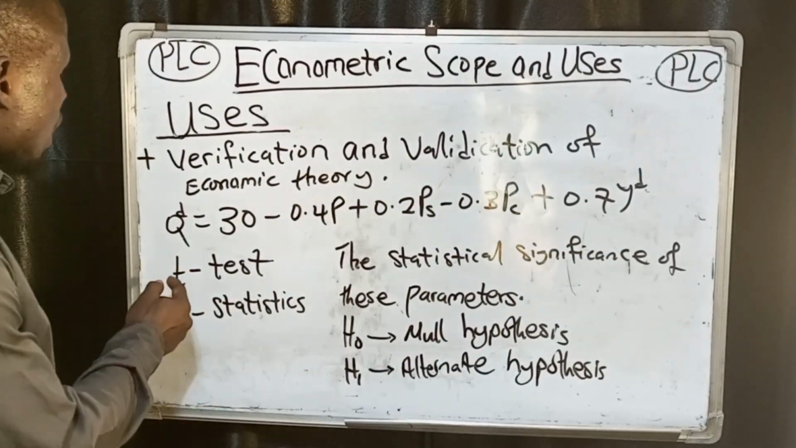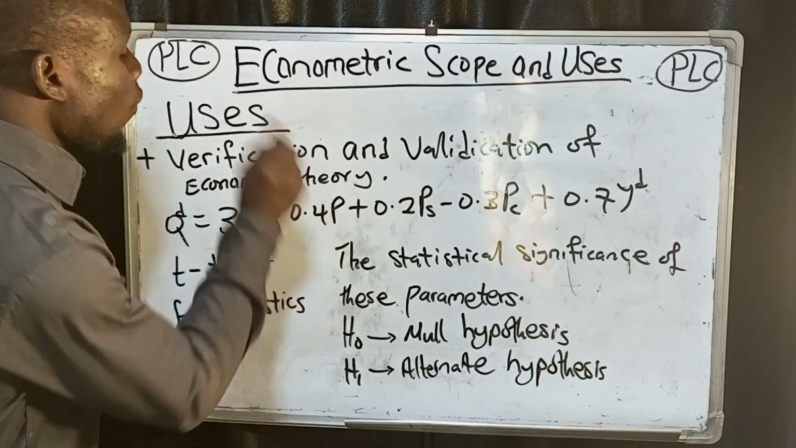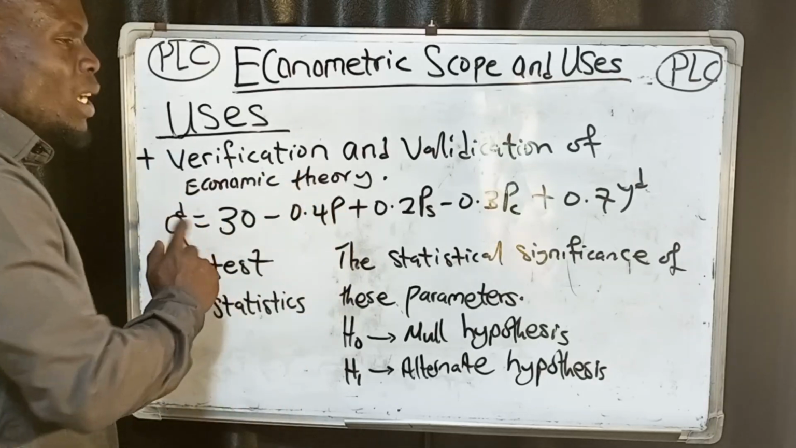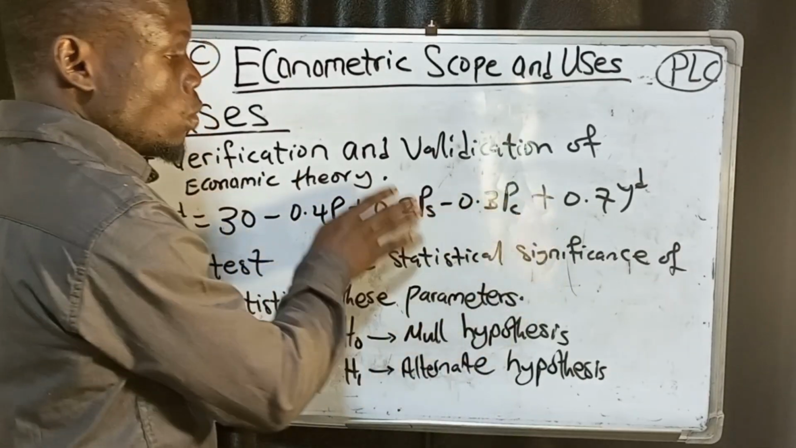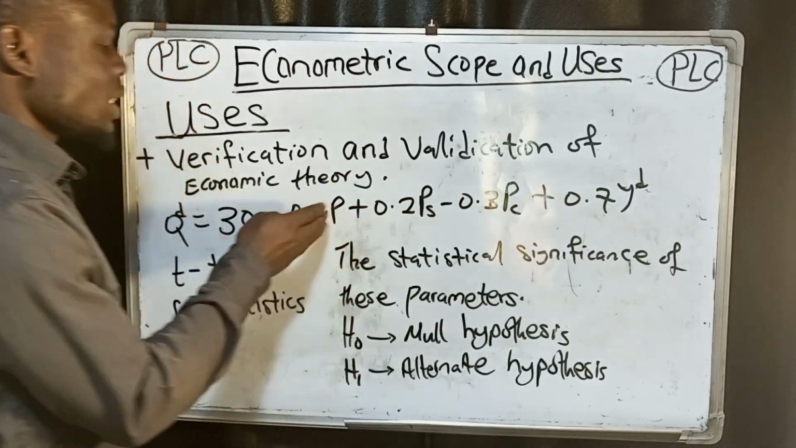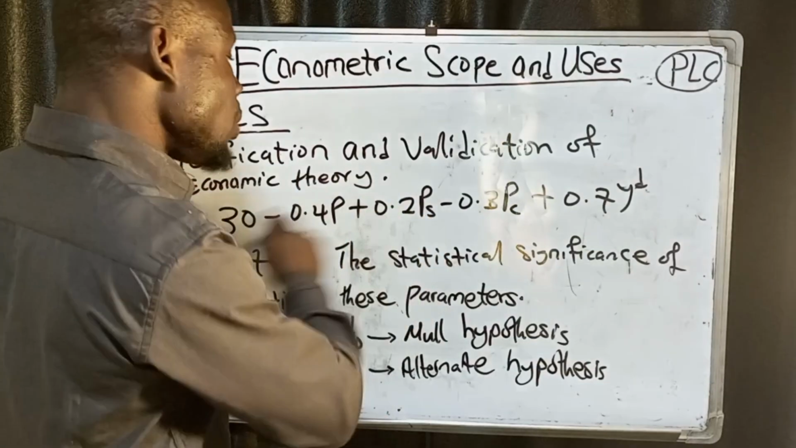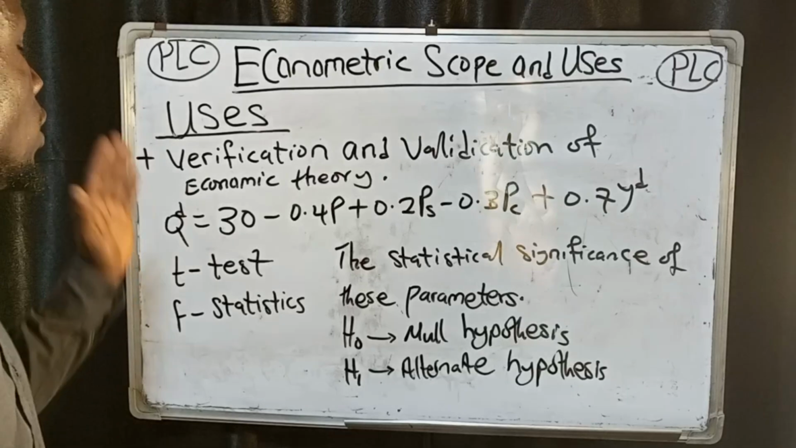But we can use our T statistics to test for the statistical significance of the parameter, or the coefficient, of price on the quantity demanded individually. That is, we can neglect all this, or say these are constant, while we test for the statistical significance of this parameter separately, and this one separately. We can use these statistics for that purpose.